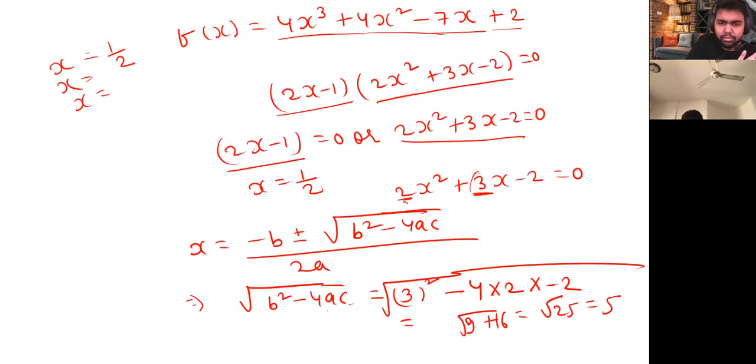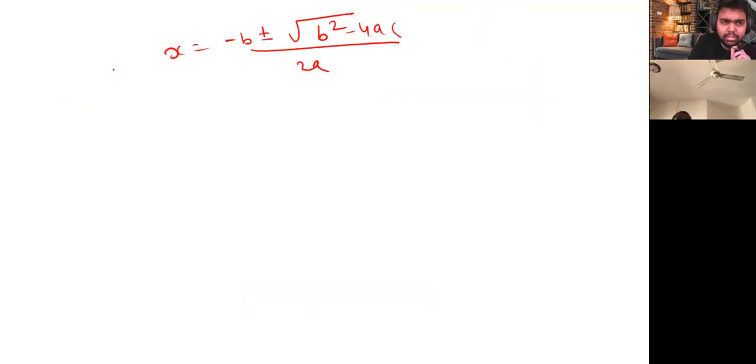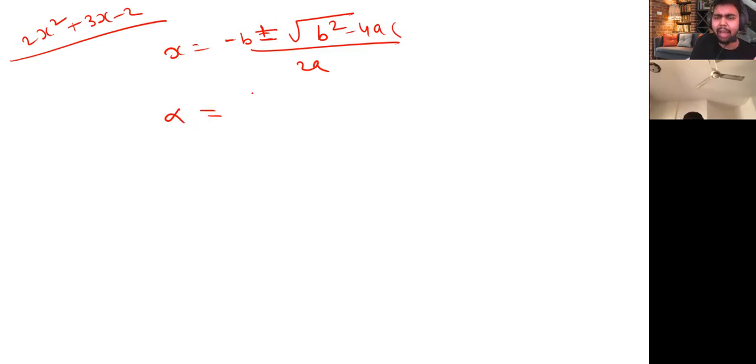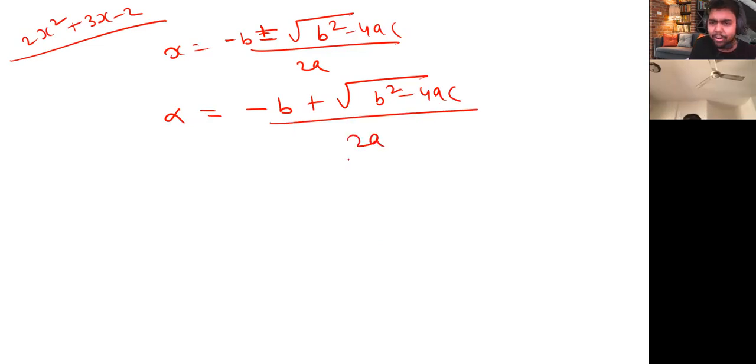What is my function? I'm just writing the step, 2x square plus 3x minus 2. This was my question, right? Now try to understand. Here, one time I have to take plus, one time I have to take minus. So I'm assuming it alpha. One time when I take plus, I'm assuming alpha, so I'm writing minus b plus root over b square minus 4ac by 2a. Is it clear?